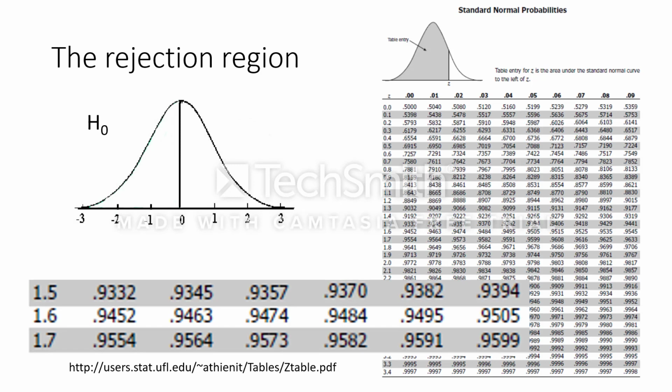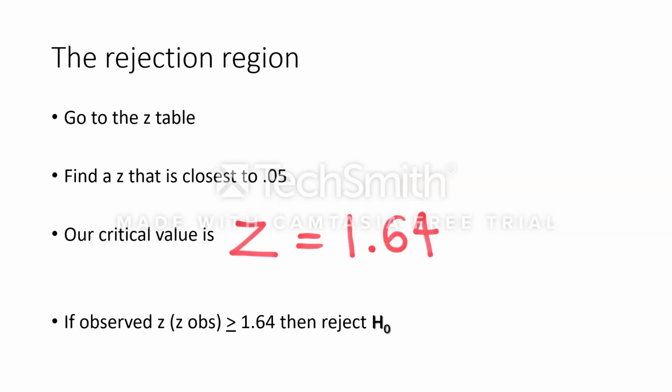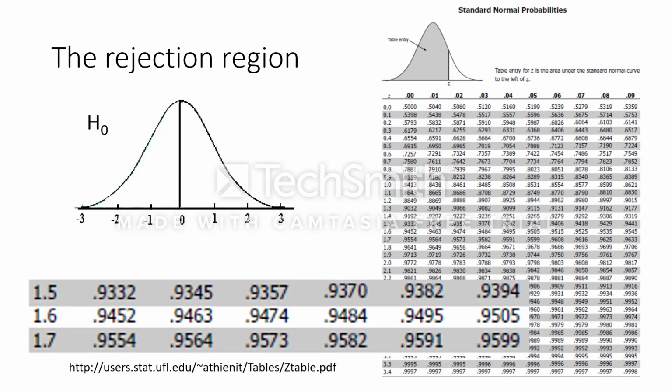Here's one closer, 0.9495. 1.64. So we know that a z-score of about 1.64 is going to be the boundary between whether we're going to consider something to be significantly different or not. So here's the table again, and you can go through there and find the probability of 0.05 and what z-score is associated with that.